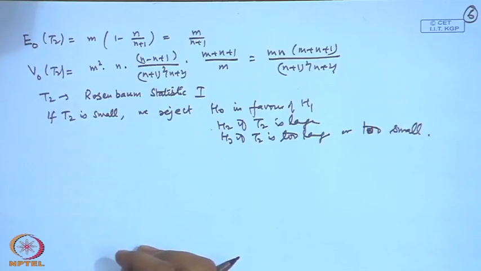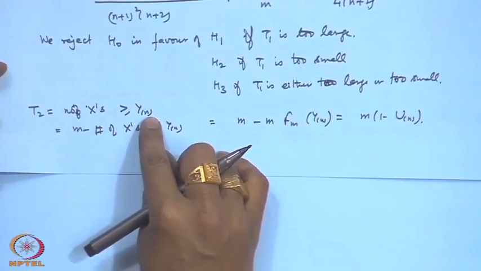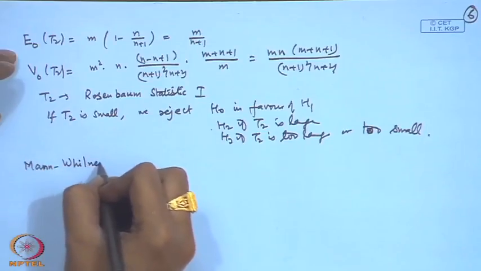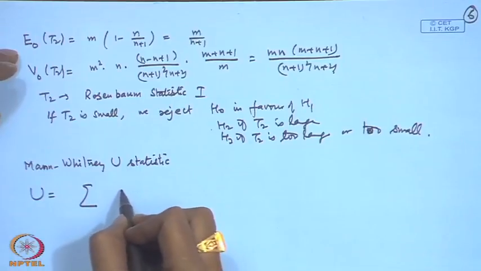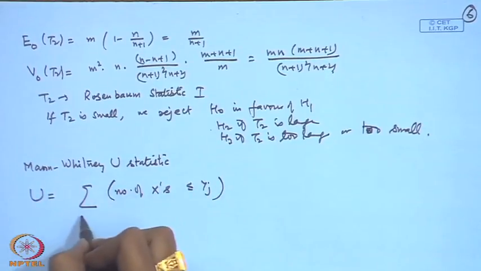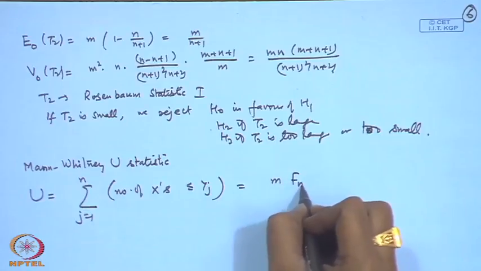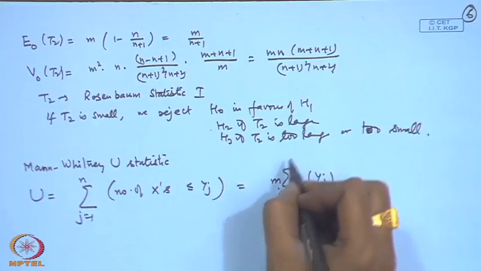The drawback with these two statistics that I defined, that is the Mathisen median test, is that it is based on the median only, and the Rosenbaum is based on only the largest one. Now, one can think of using all of them, and that is called the Mann-Whitney U statistic, that is based on the summation of all such terms, that is number of x's less than or equal to y j, and you sum from j is equal to 1 to n.